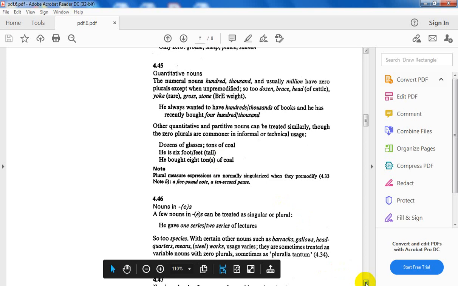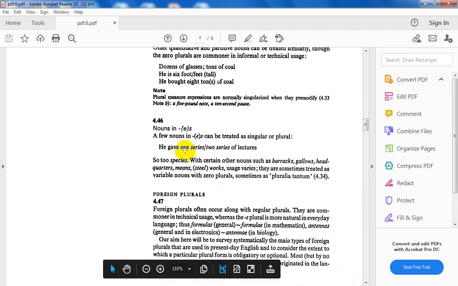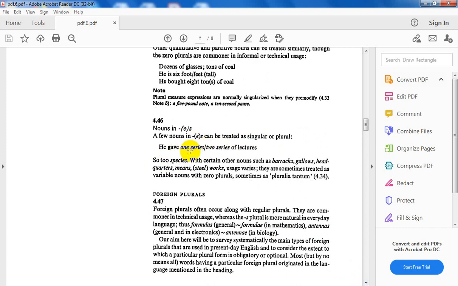Nouns in S or ES. A few nouns in S or ES can be treated as singular or plural. He gave one series. You see, one means singular.